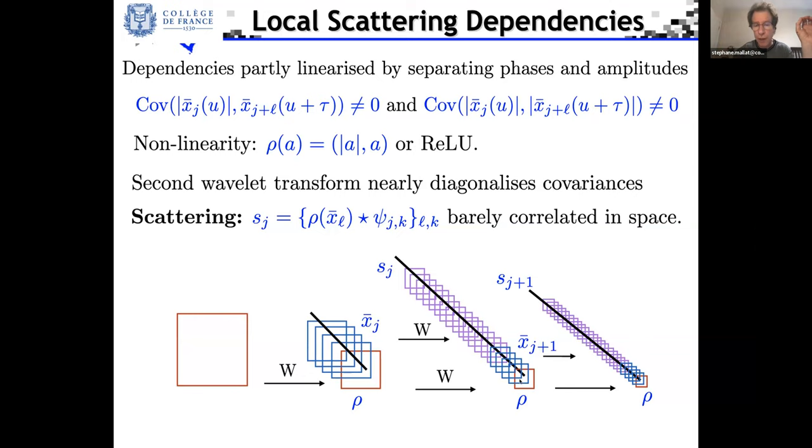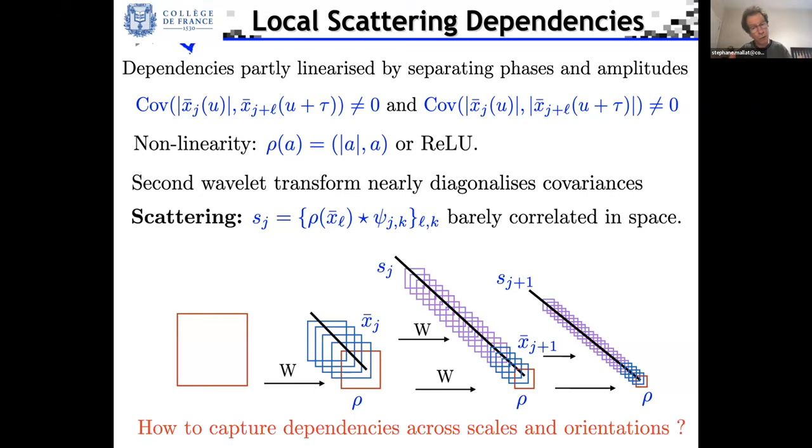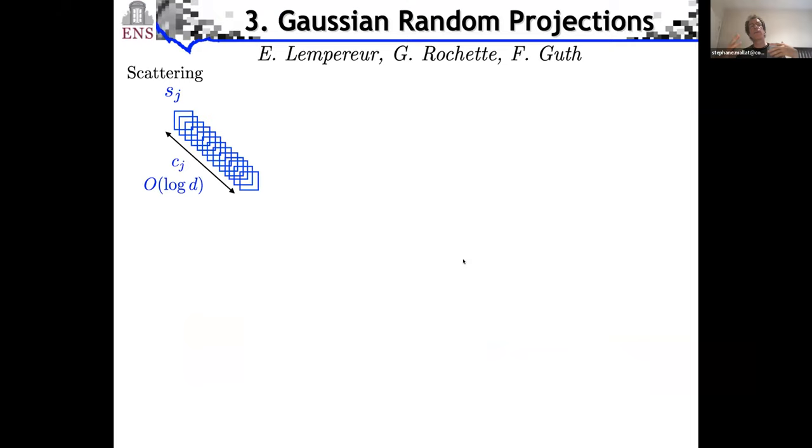And the question now is how to capture the dependencies across scale. And that's the question that I'm writing here. And that's where we go to the third idea. The third idea is about capturing these dependencies. And this is the work of Étienne Lempereur, Gaspard Rochette, and Florent Tingue. So now you have your scattering coefficients. The strategy that we're going to use, and I'll show that it's the strategy that is being learned by a neural net, is to do a random projection. What does that mean?